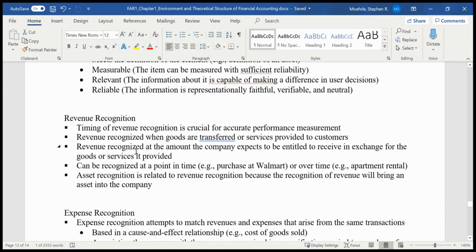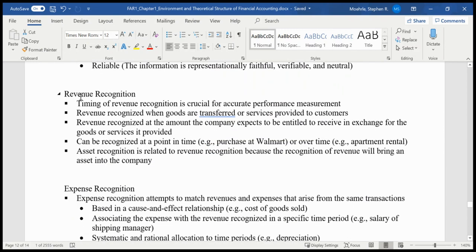Revenue recognition. The revenue recognition involves the timing of revenue recognition, and it's crucial for accurate performance measurement. Revenue is recognized when goods are transferred or services provided to customers. Revenue is recognized at the amount the company expects to be entitled to receive in exchange for the goods or services it provided. Revenue can be recognized at a point in time or over time.